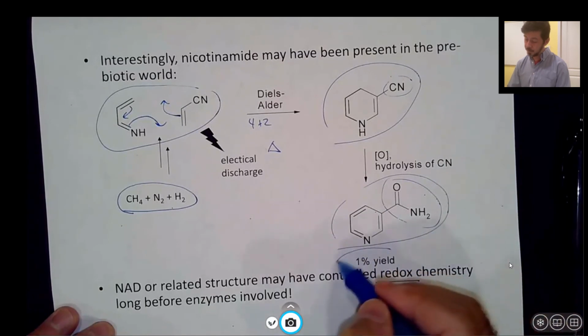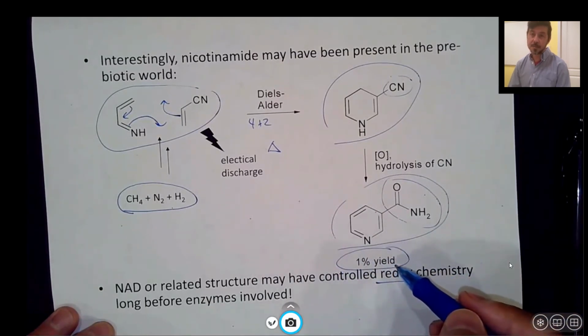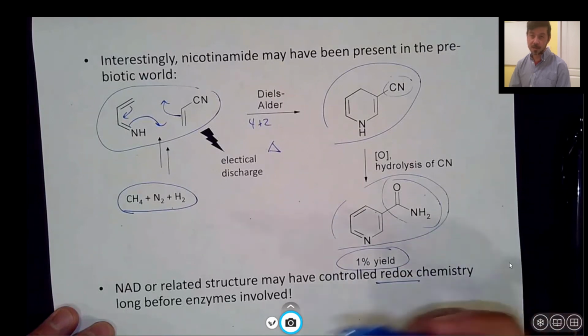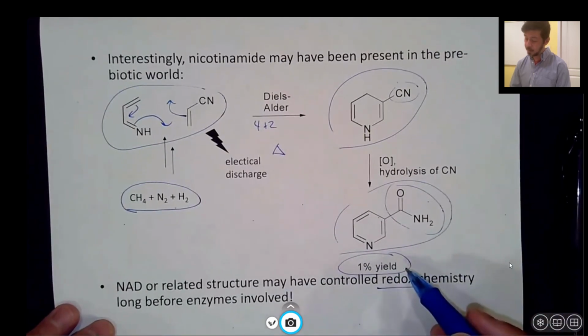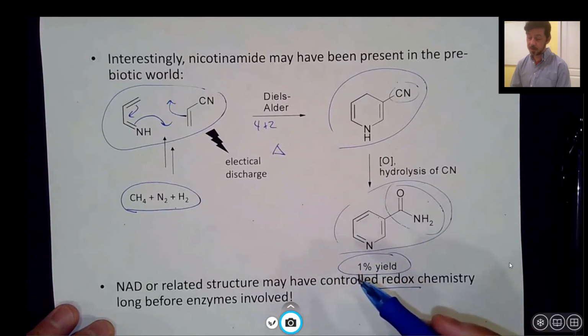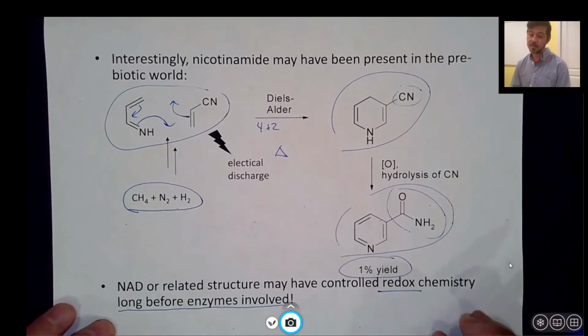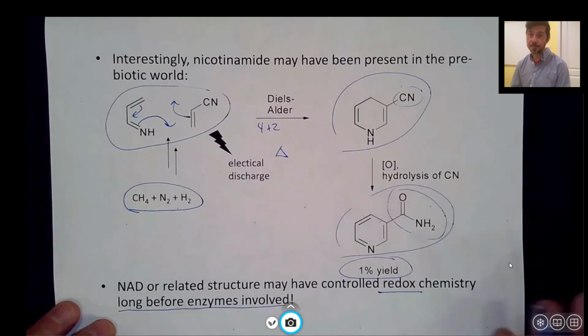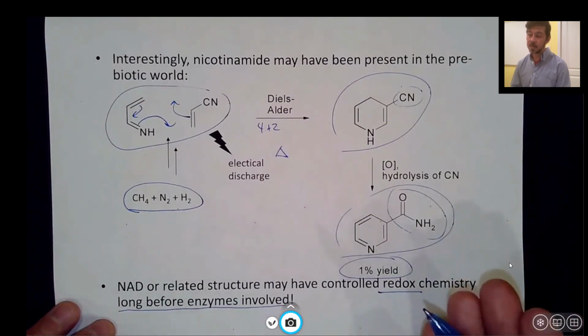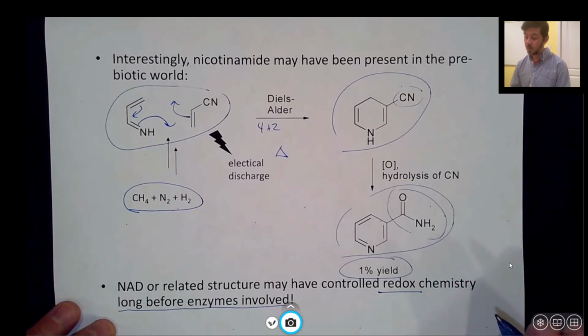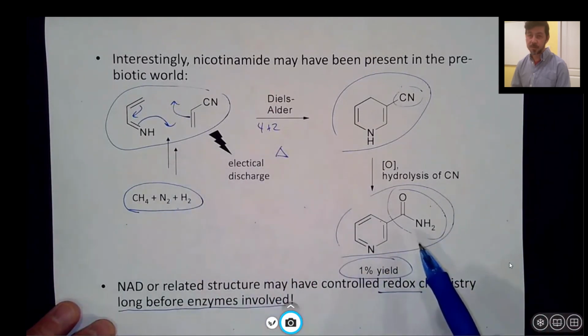And although people have done this and they had a 1% yield, if you have time on your hands like the universe has had, then you just don't need a lot of it. And they're basically nature's redox electrochemical switch. And this could have been around long before enzymes were involved, right? So there's been a lot of debate in the field in terms of, well, what was made first? Was it proteins and peptides that could catalyze reactions, or was it nucleotide precursors like this, simple molecules that may have been around to conduct redox chemistry?